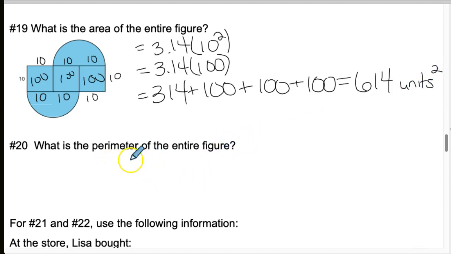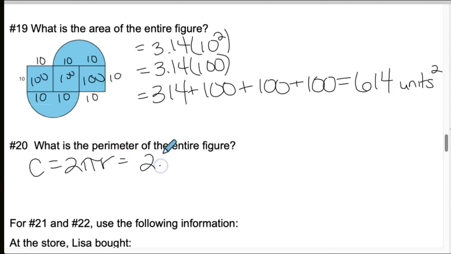What is the perimeter of the entire figure? Perimeter is outside edge. And if I took this circle and brought it down, half circle and brought it down here, it would be a full circle, and we just need this outside edge, which is circumference. Circumference is equal to 2 times pi times the radius, and in this case the radius is 10.